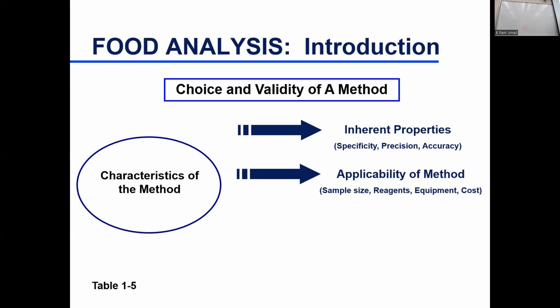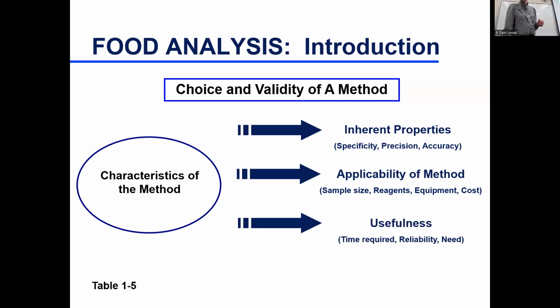Do you have the equipment? Let's say you want to run mineral analysis. Do I have atomic absorption, or do I have ICP, which is another instrument that we will talk about later? So what equipment do you have in your lab? What's the cost related to running this assay in terms of reagents? Then you have a choice between different methods.